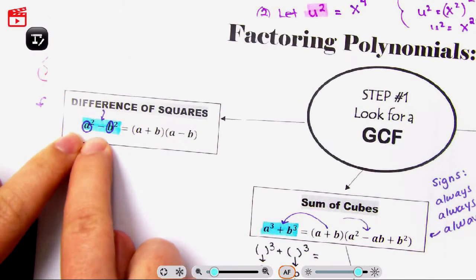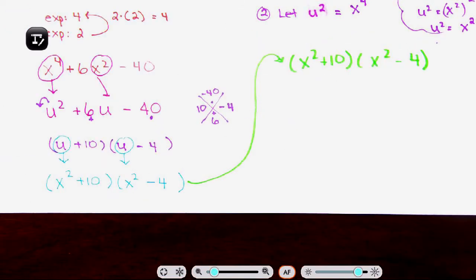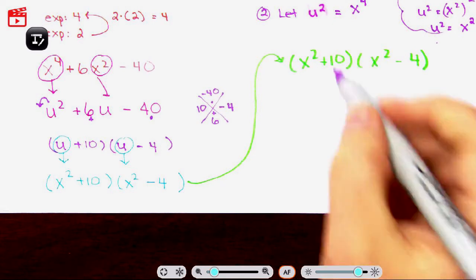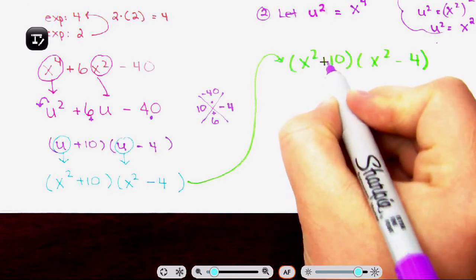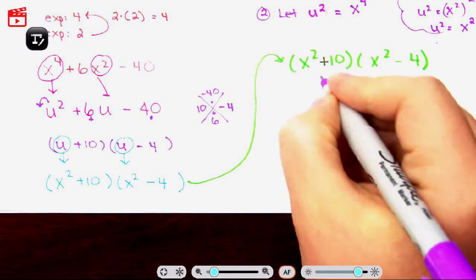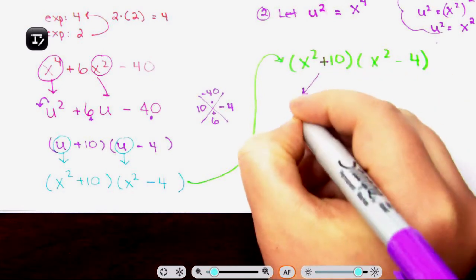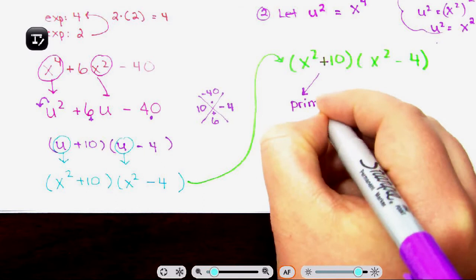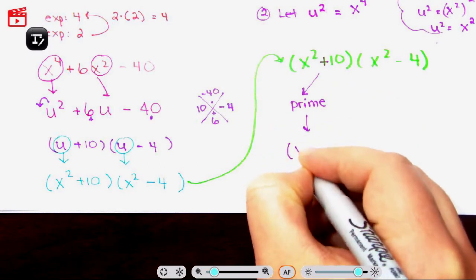So that means bubble squared minus bubble squared. So I'm looking for a bubble squared minus bubble squared. So here I have a plus. So this is not the difference of squares. So this is prime, and you cannot factor. So it stays the same.